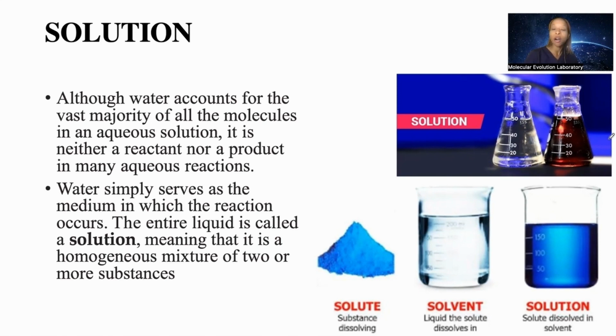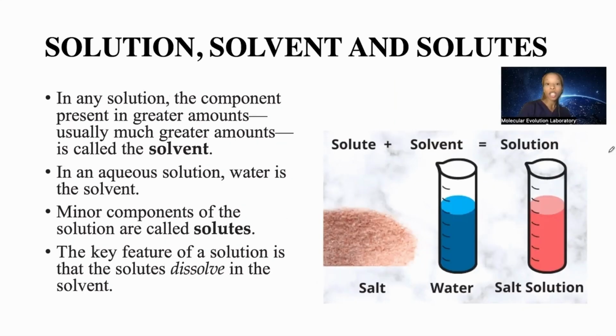The entire liquid is called a solution, meaning that it is a homogeneous mixture of 2 or more substances. So the solution is the water, which is a homogeneous mixture of 2 or more substances, and the solute is the substance that will dissolve in the solution, and the solvent is the liquid that the solute dissolves in. So in terms of solution, solvent, and solute, in any solution, the component present in much greater amount is called the solvent. The solvent is a component present in greater amount. In an aqueous solution, water is the solvent.